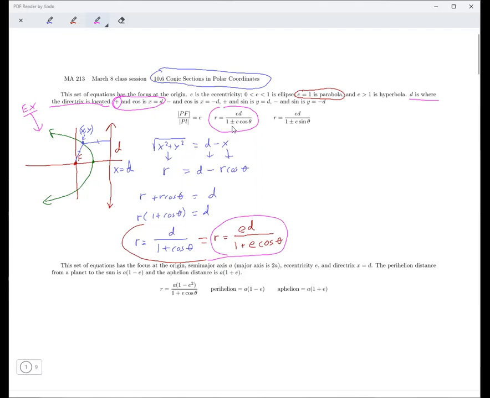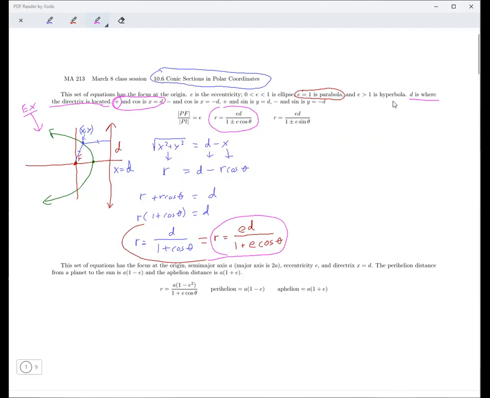It'll be plus sine instead of the plus cosine. And if the directrix is down here, then it's minus sine, or minus e sine theta. So it just depends where the directrix is. That's kind of how that works. Plus and cosine is x minus d. Minus and cosine is x minus d, and so on.